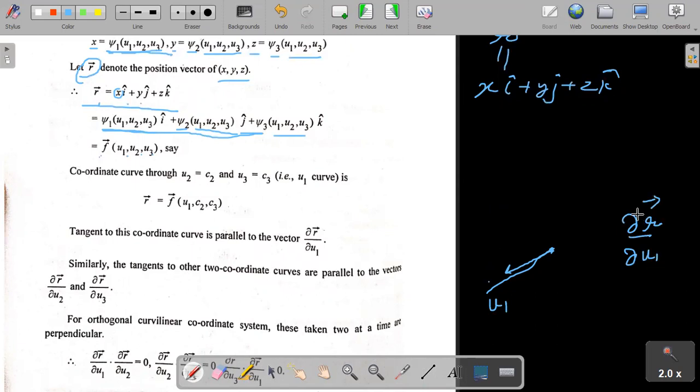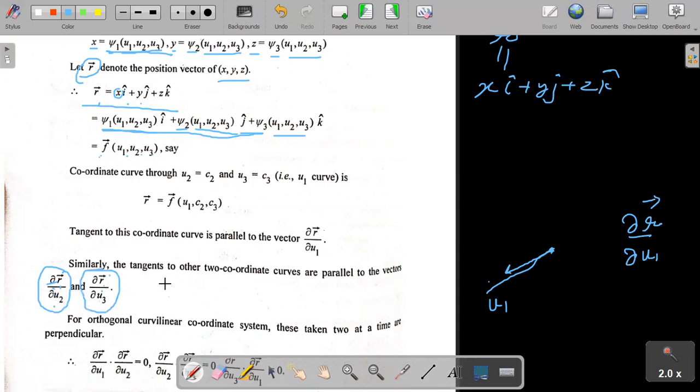Is it fine बच्चे? अगर मैं पोजीशन वेक्टर का डेरिवेटिव ले लूं along u1, I'll get the tangent vector, because tangent vector is parallel to the derivative vector, right? So similarly, अगर मुझे tangent vector लेना है along the u2 direction, so you will have del r by del u2, and similarly if I have to take the tangent vector along the u3 direction, that is nothing but del r by del u3.